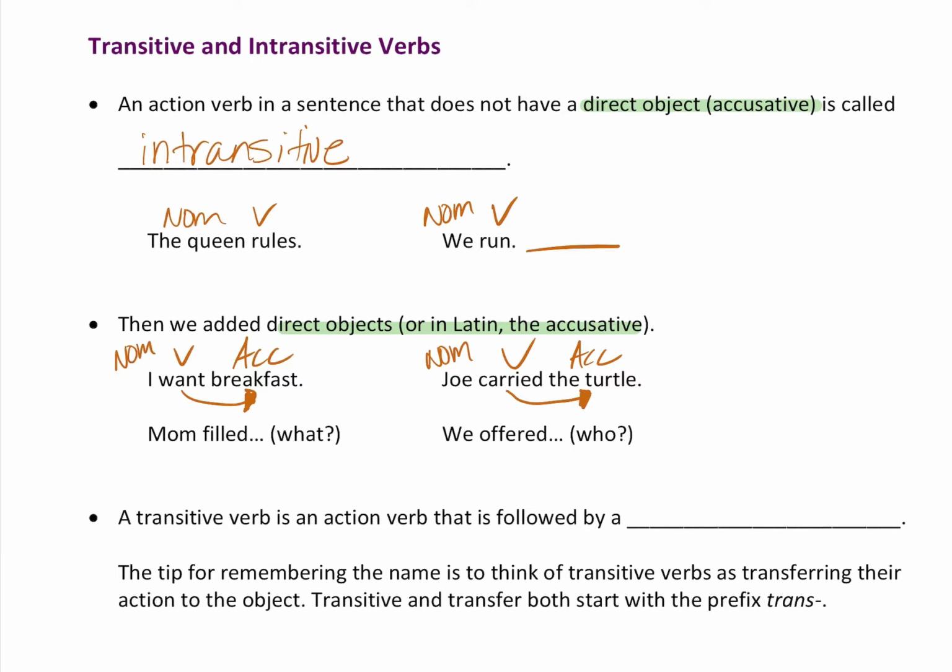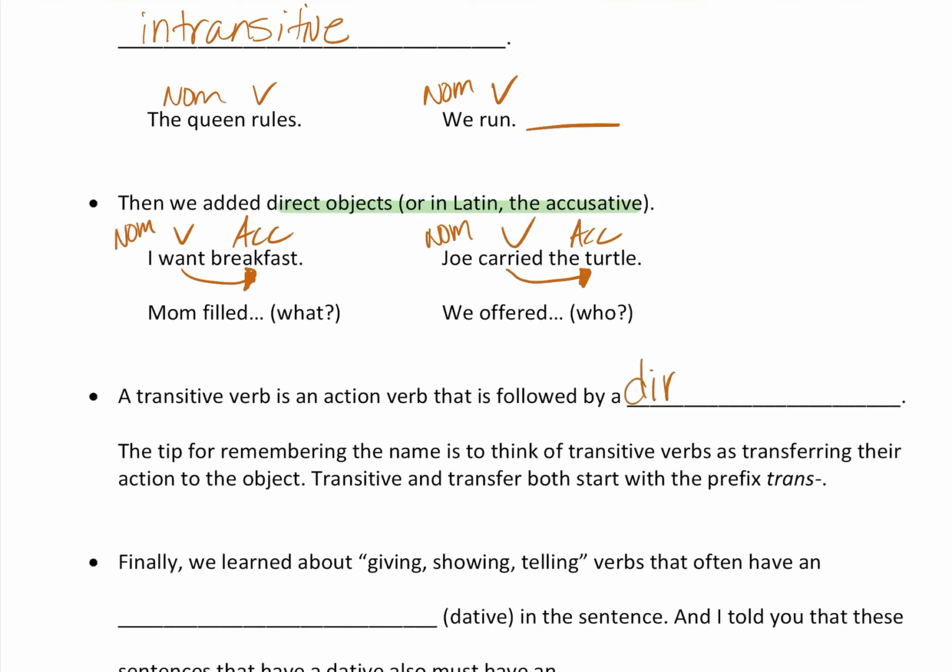Now, I could not just say, I want, and you'd be like, what? That's not a complete sentence on its own. I couldn't say, Joe carried, and that doesn't make any sense on its own. Those verbs require a direct object in order to make sense. I couldn't say, Mom filled. You'd be like, she filled what? Right? It doesn't make complete sense. So a transitive verb is an action verb that is followed by a direct object. And of course we know that in Latin that's the accusative.